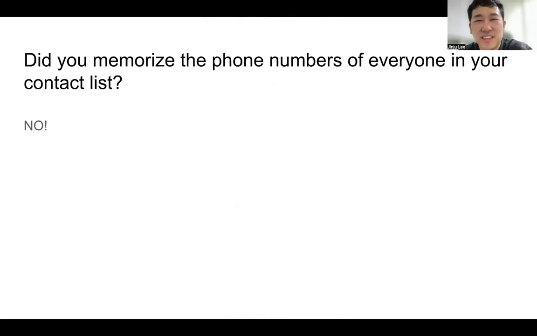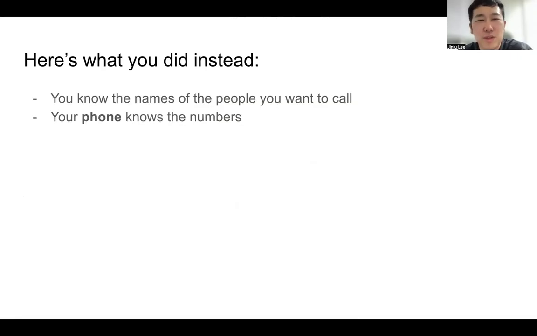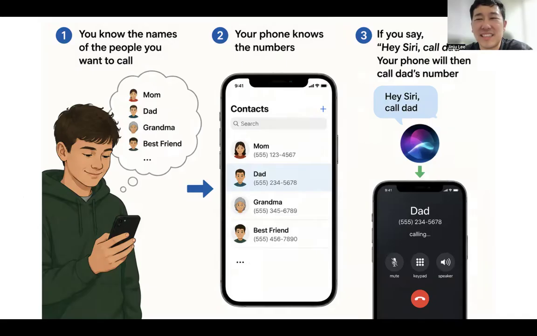So did you memorize the phone numbers of everyone in your contact list? Of course not, but you know all their names. Here's what you did instead. You know the names of the people you want to call? Your phone knows the numbers. You can say, call dad after summoning Siri. Your phone will end up calling dad's number. So it works like this.